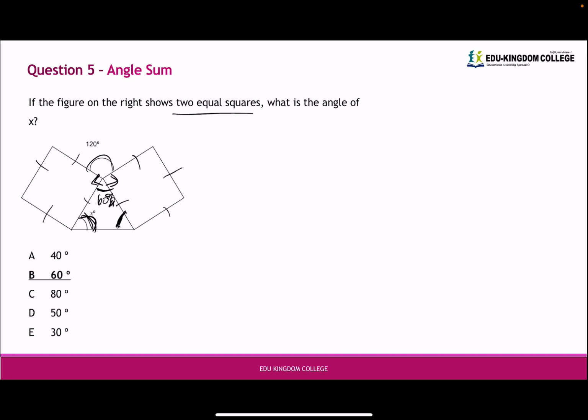And so if they're both equal and add up to 120, they should be 60 and 60.